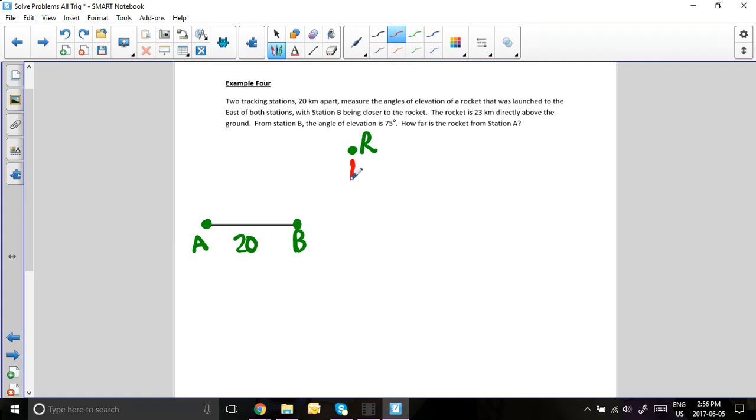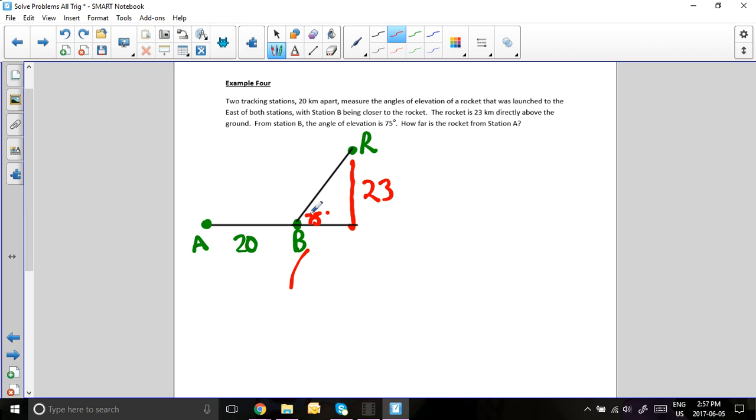So that means that this distance here is 23. Okay. From station B, the angle of elevation is 75 degrees. So from here to here, okay, we can also extend this line. So from here to here, the angle of elevation is 75 degrees. Okay, how far is the rocket from station A?